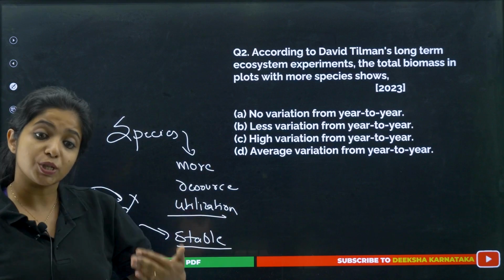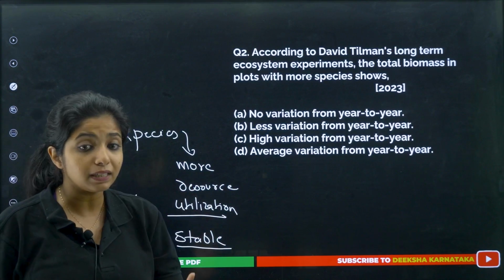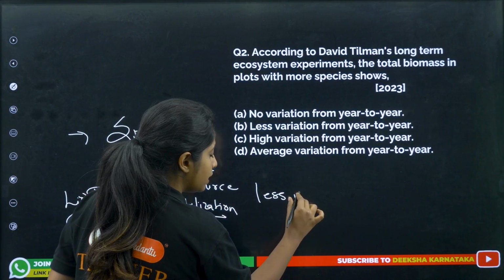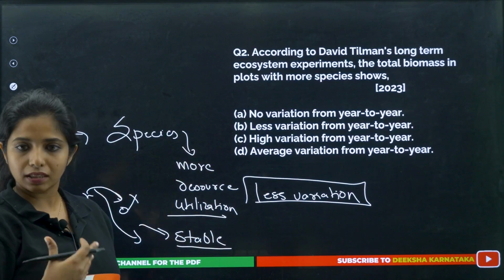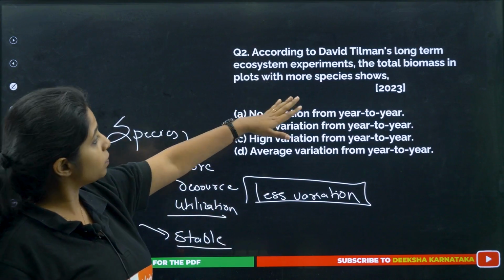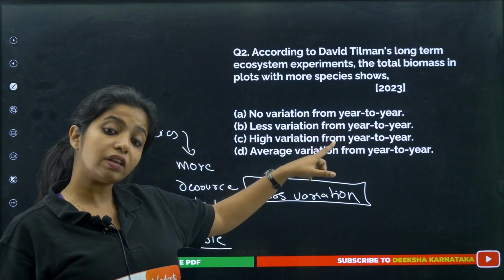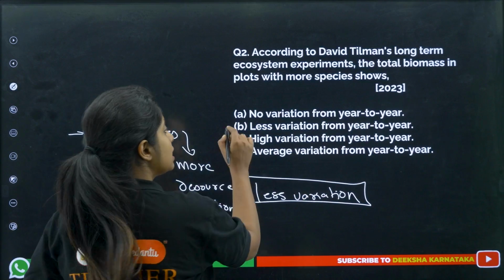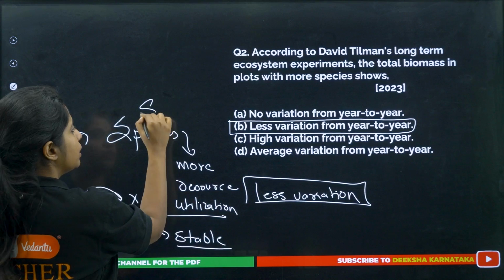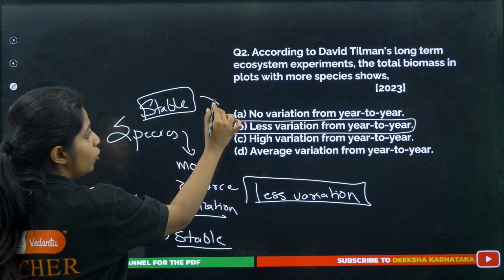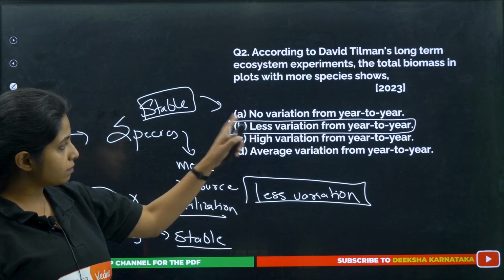So basically, if more species are there, I say it's more stable. And when I say more stability is there, that means less variation will be there in their numbers and things like that. You get it? So the total biomass in plots with more species shows less variation from year to year. They show less variation because it's mostly a stable community that is being formed, my dear children. More productivity will be there, more resource utilization will be there, more stability will be there. Okay, so this becomes the answer.